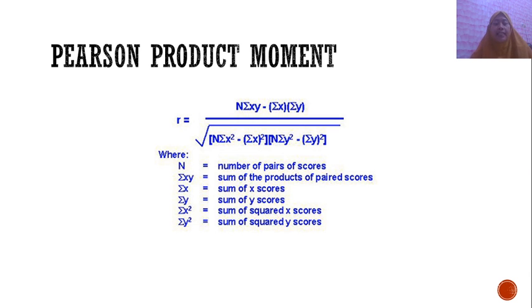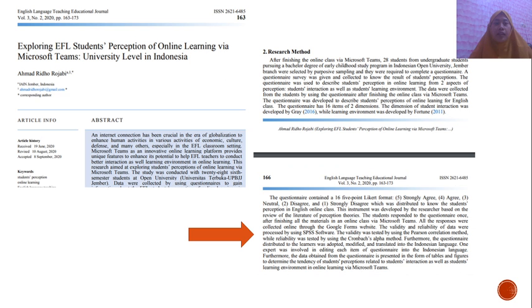Here are the details for the Pearson product moment. You have several symbols, but don't worry, because you don't need to calculate this formula in detail manually. You have the SPSS application to help you measure the construct validity of your instrument. Here are examples of validity implemented in a credible journal article.